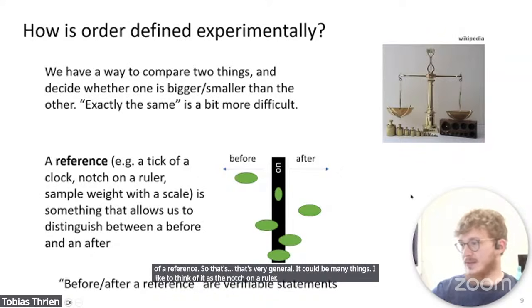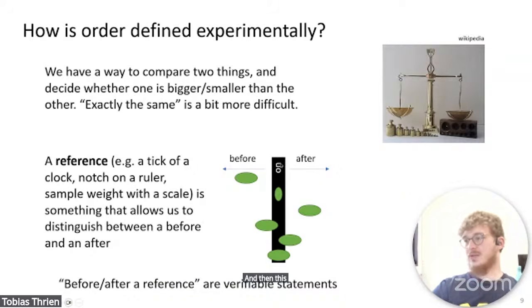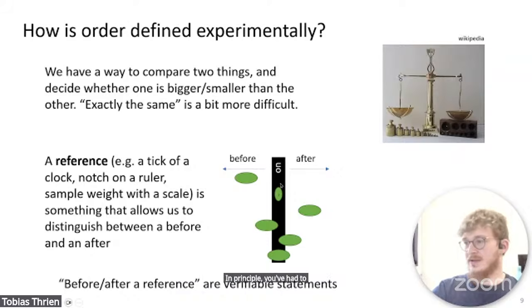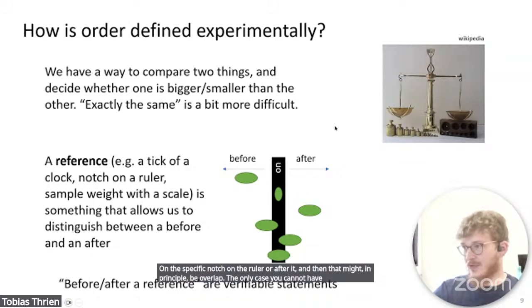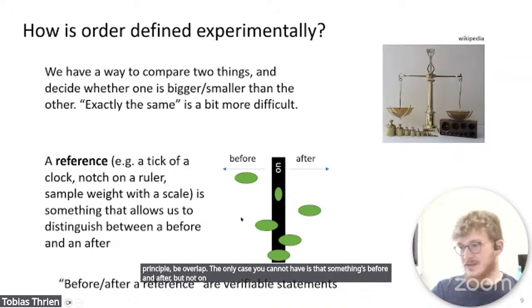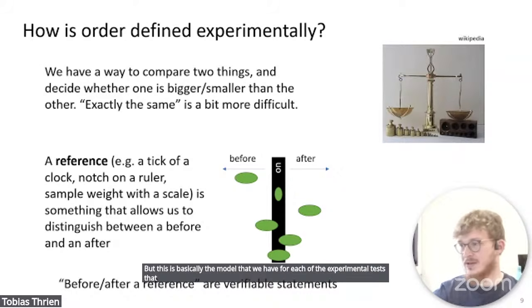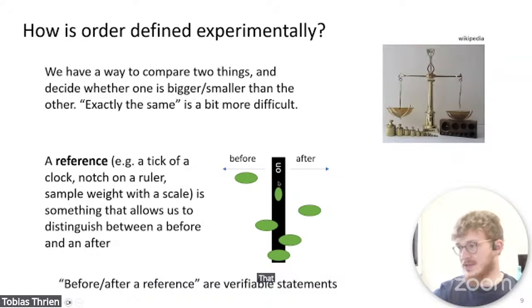So you might imagine the ruler going like this, and then this is the notch on the ruler, and in principle you could have things before it. You could have something on the specific notch on the ruler, or after it, and then that might in principle overlap. The only case you cannot have is that something's before and after, but not on. But this is basically the model that we have for each of the experimental tests that we are considering. These are basically the statements that we can verify.